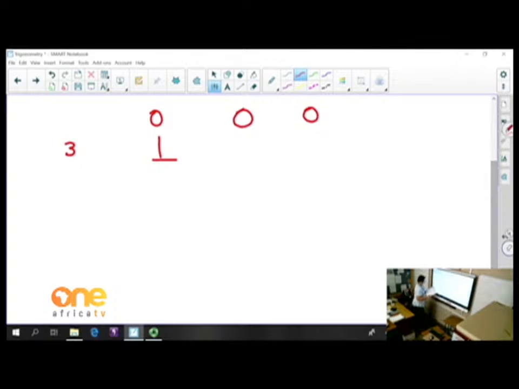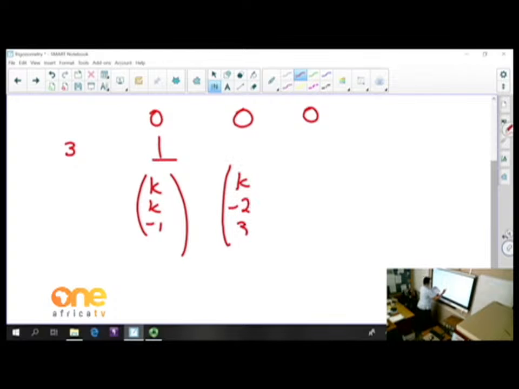Right. So question 3 says, now this is an interesting one, K, -1. And here we have K, -2, 3. And the question is, for which values of K will these two vectors be perpendicular? Now what do we know? When will they be perpendicular? If A dot B is equal to 0.